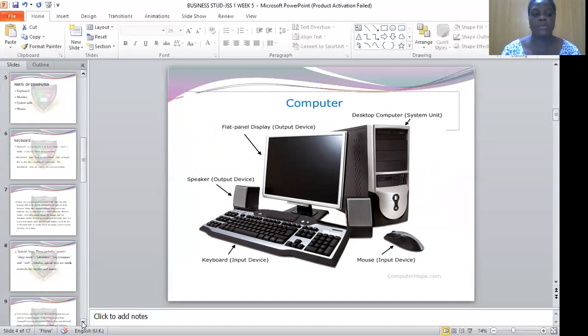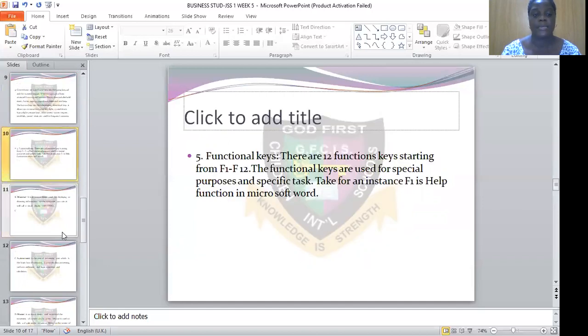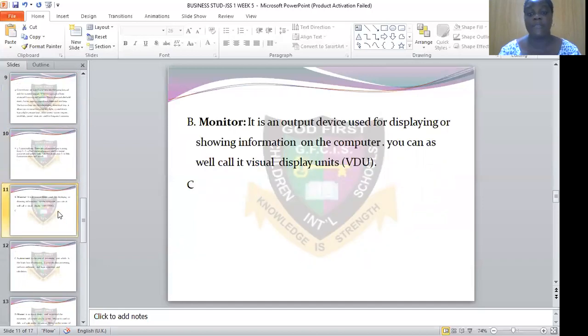Without the monitor, you cannot see what you are typing. Then, the monitor is very, very important. It is also called visual display unit.